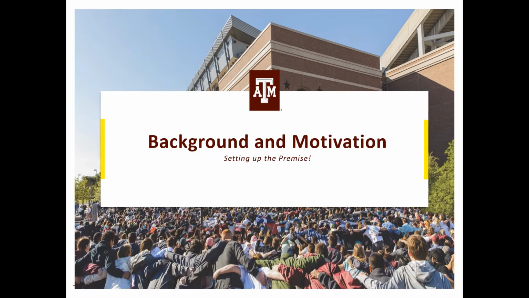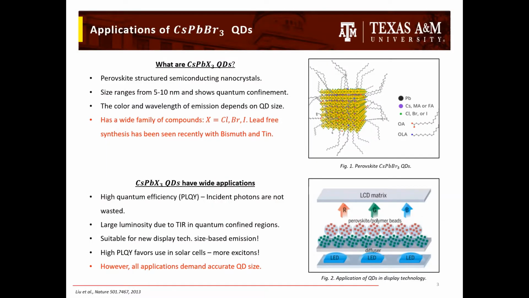Let me give some background and understand why this topic is important to the community. So firstly, what are cesium lead bromide quantum dots? These are perovskite structure semiconducting nanocrystals, which typically range from around 5 nanometers to 10 nanometers in size and show a phenomenon of quantum size confinement, which basically means that the color and the wavelength of emission of these nanocrystals depend upon their size. And that's why they find applications in wide areas such as LED technologies, display technologies, and solar cells.